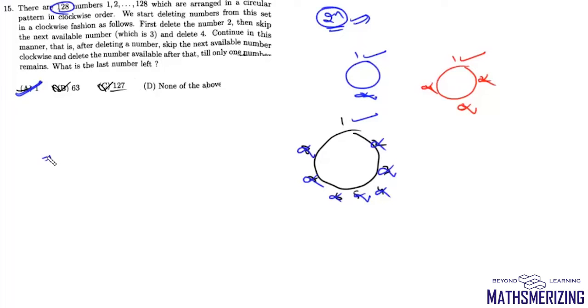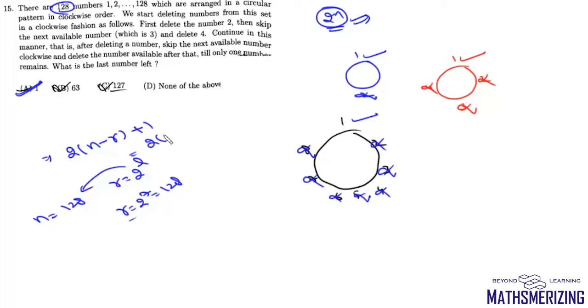The number that we'll get in the end will be 2n minus r plus 1, where n is the total number of numbers given, which in this case is 128, where r is the power of 2 which is closest to this number 128. Now we know that 2 to the power 7 is 128. So for this question, r itself is 128. So this is given by 2, and then 128 minus 128 plus 1. So it'll always be 1. And that's your option number A.